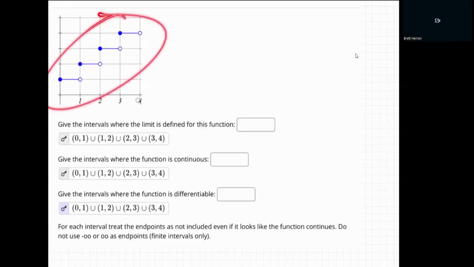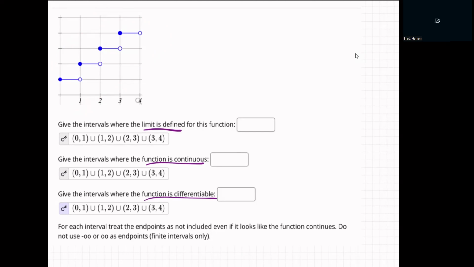This question has a stair-step kind of graph, and it's asking us three questions. Where's the limit defined? Where's the function continuous? And where's the function differentiable? Okay, first off, where's the limit defined? Let's talk about what it means when a limit is not defined.